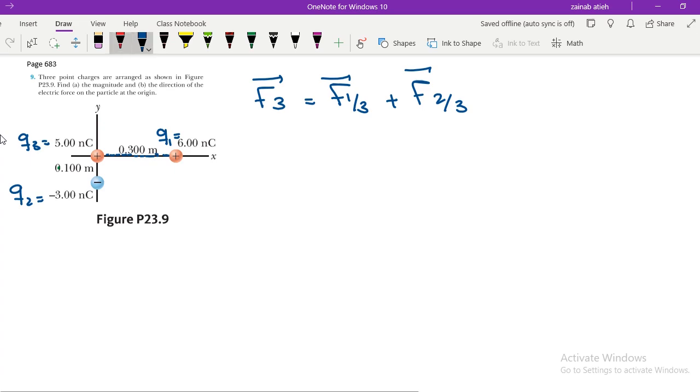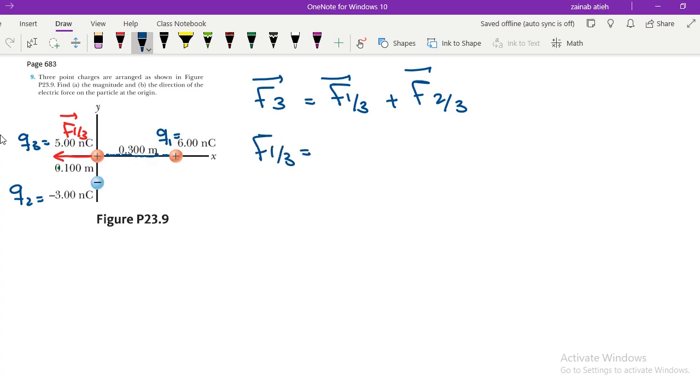I will draw it like this. So this is the force exerted by 1 on 3. You can see it's a repulsive force. I drew it. Now I find the magnitude, then I write it as a vector. Okay, so let's find the magnitude.